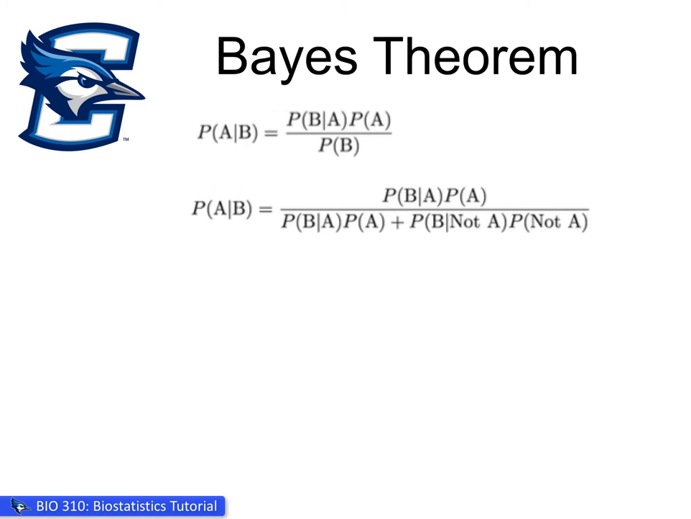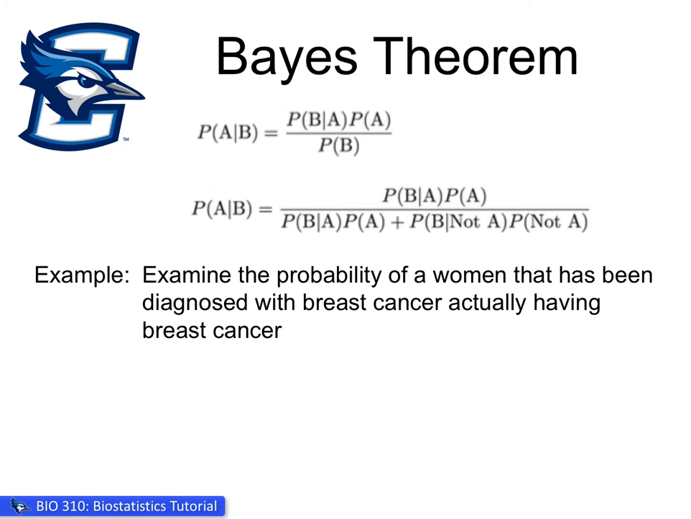All right, now the next topic that I'll go through with you is Bayes' theorem. And Bayes' theorem can get a little bit complicated, so I wanted to walk you through it in tutorial form. Here you can see 2 versions of the equation. The top is the simplified version, and on bottom we have the expanded version of the equation. And as our example to walk through Bayes' theorem, we will examine the probability that a woman that has been diagnosed with breast cancer actually has breast cancer.